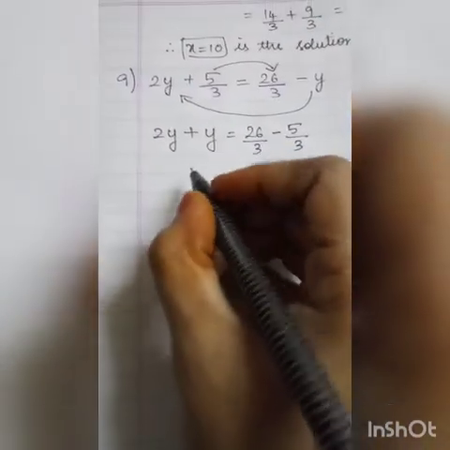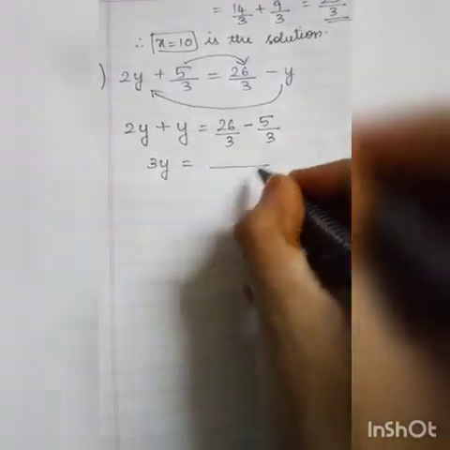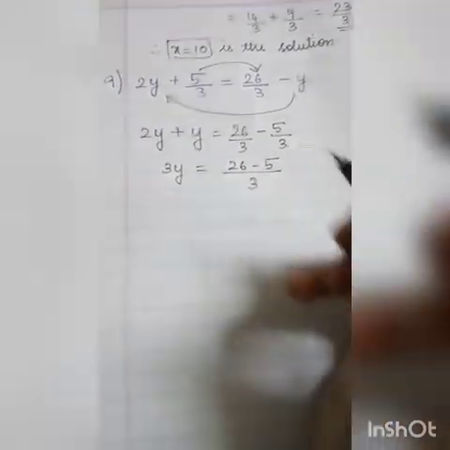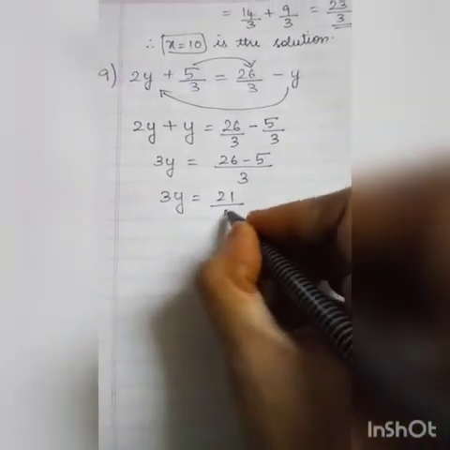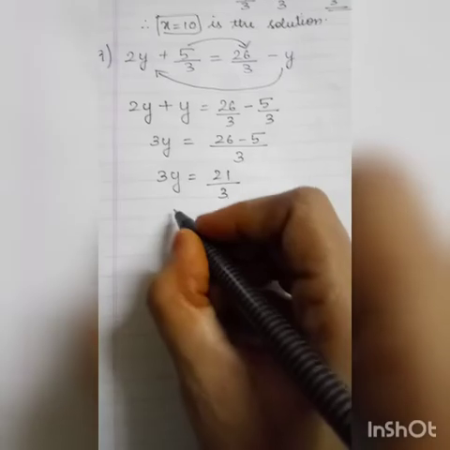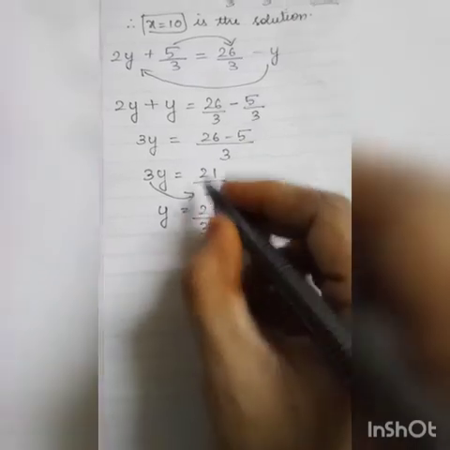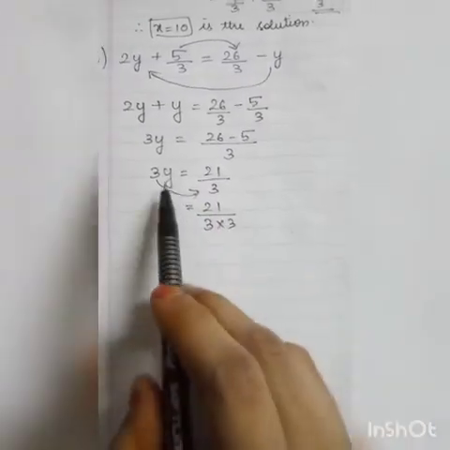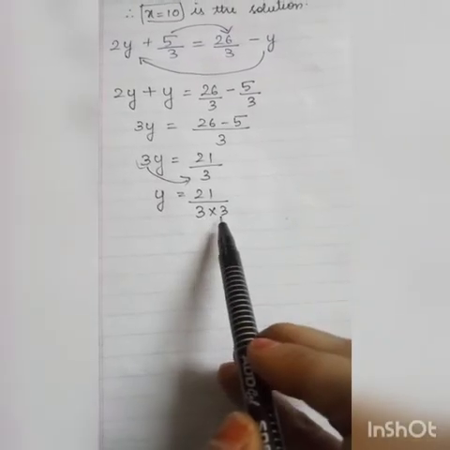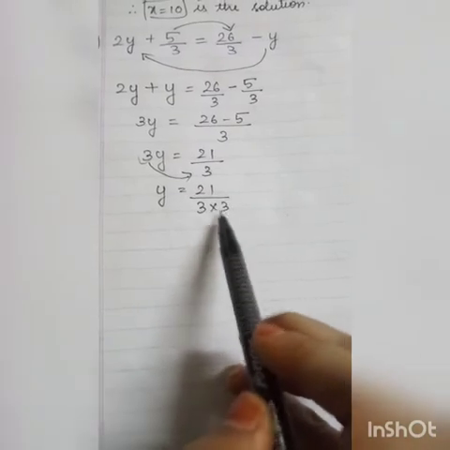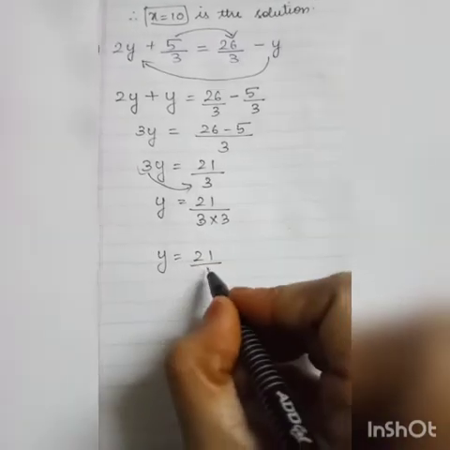Now, 2y plus y is 3y. Now, both have the same denominator. So, shall I write like this? Yes. So, 3y equals 26 minus 5, which is 21 by 3. Now, shall I bring this 3 to that side? Yes, 21 by 3 into 3. I already told you, if it is in fractions, if this multiplication goes down, it becomes division. So, you should write it in the denominator. Okay, now y is equal to 21 divided by 3.